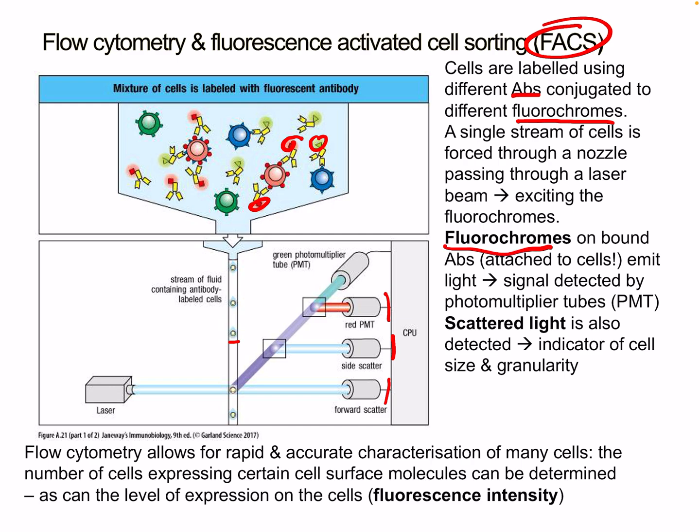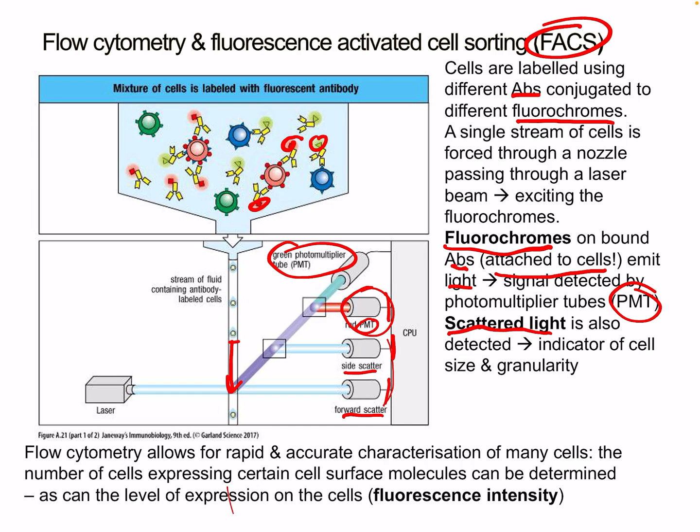So these fluorochromes on bound antibodies which are attached to the cells emit light, like we said. These signals are detected by the photomultiplier tubes, or the PMT. Then we have scattered light, which is also detected, which is an indicator of cell size. So the side scatter and forward scatter. When this cell comes through the light, it will disturb the light, and the bigger something is, the more disruption it will cause, and then these will be detected by our two scatters, and then this will help detect the color with red, and then we also have our green photomultiplier.